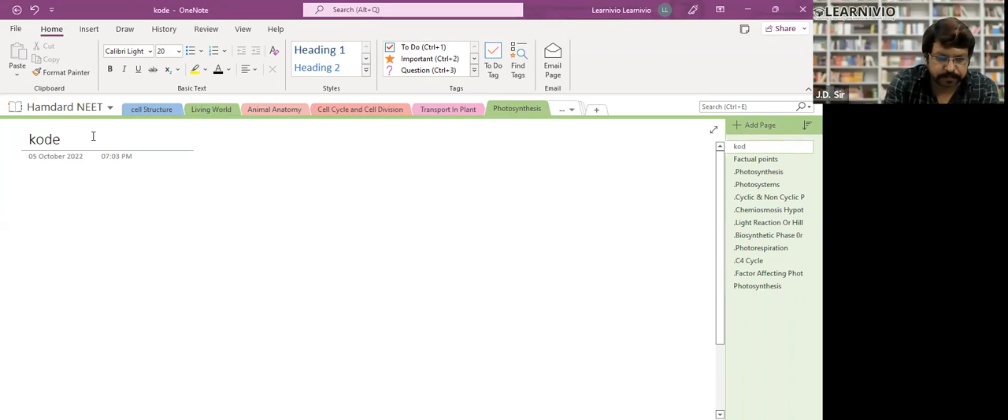Mode of nucleation. So keep on writing down, or you can take this screenshot as well. Look. Okay.